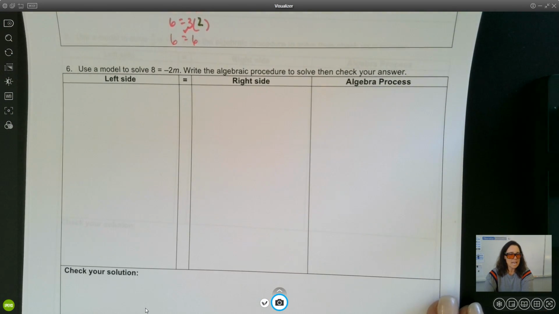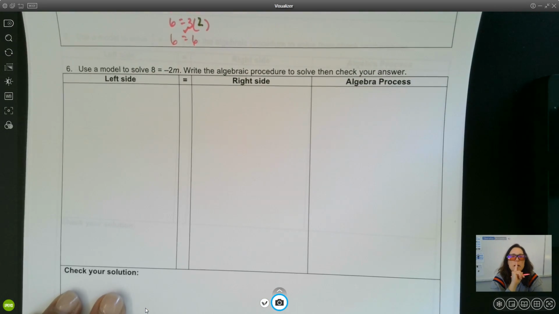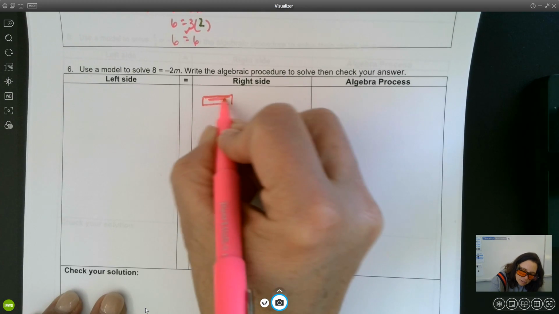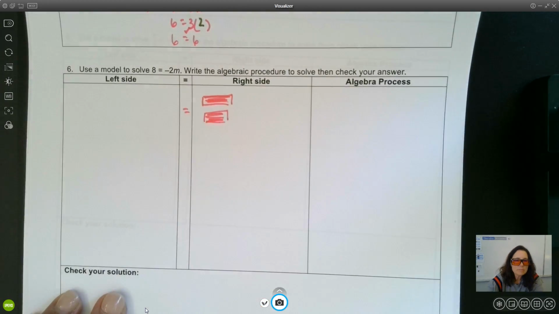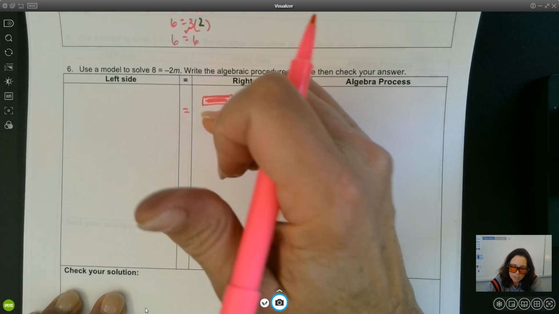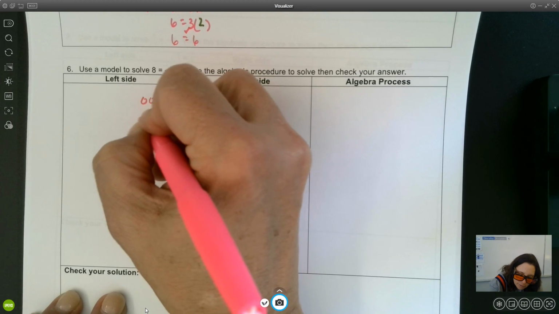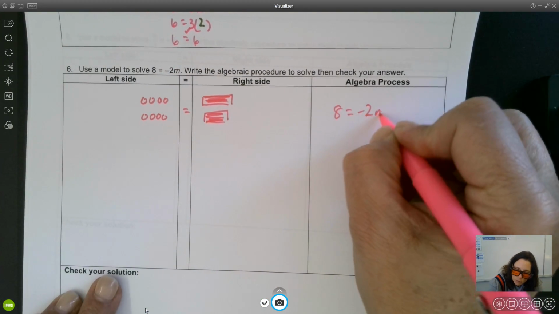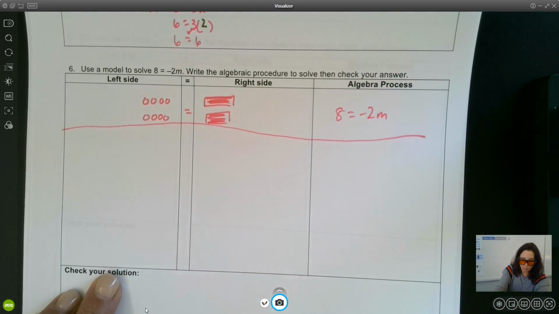First time we're seeing a negative with a variable. We've got 8 and we've got negative 2m. I'm going to think about my negative 2m like that. Now 8, I want to try to do 2 rows. So I'm going to do 4, 1, 2, 3, 4, and 4. So this is 8 equal negative 2m. I have just modeled the problem that was given.